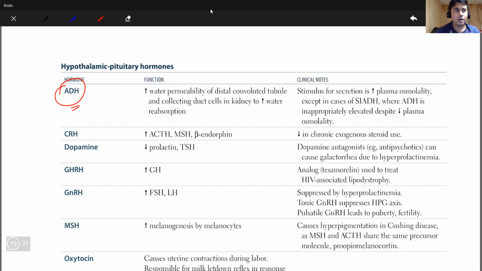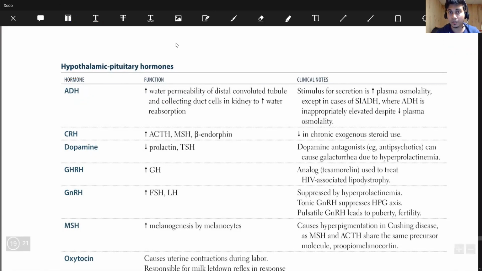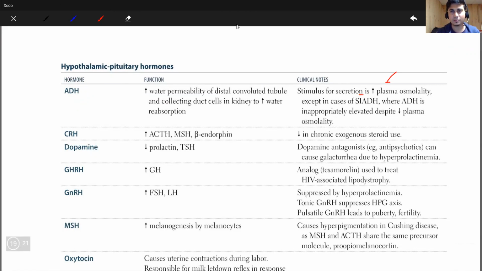That means it's kind of against the diuresis, and that's why this is called antidiuretic hormone. The stimulus for its secretion is plasma osmolality. What does it mean? If our plasma becomes thicker, that means less water in the plasma. Increased osmolality means the plasma is much more thick. It is not watery, rather it's like glue. That means it is in a more thickened form.